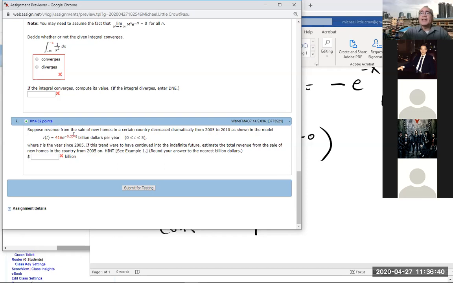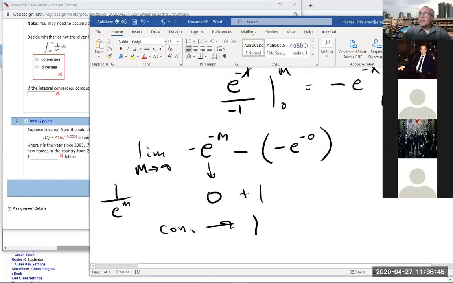And again, it's an e to a negative, so it will converge. It'll be very similar to this part as far as your integral. This front part will go to 0 because it's got a negative exponent. And the back part where you plug in the 0, it'll become e to the 0. That part will become 1.